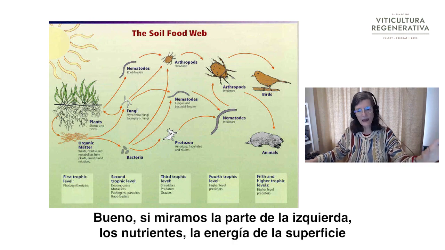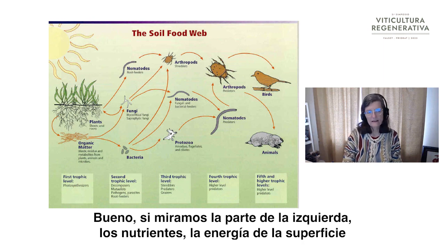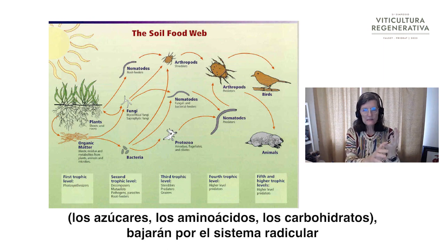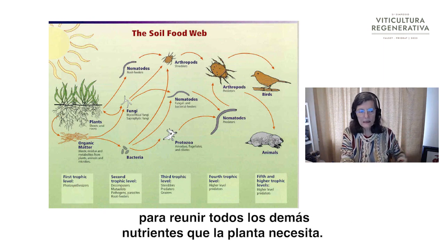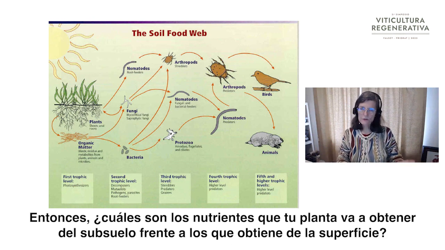So when you look at that far left hand side, the nutrients, the energy from above ground, the sugars, the amino acids, the carbohydrates will move down into the root system in order to gather all the other nutrients that the plant requires. So, what are the nutrients your plant's going to get from below ground versus what are the nutrients that your plant gets from above ground?